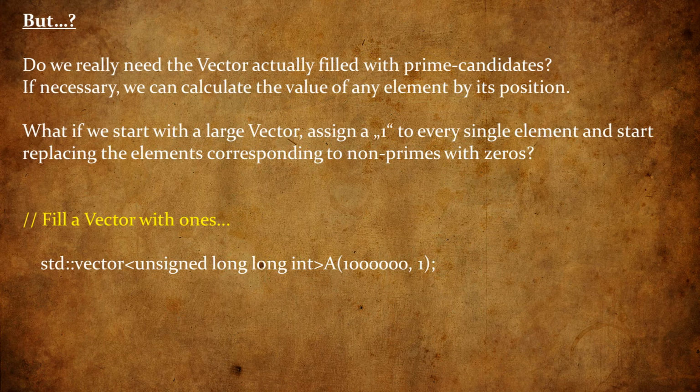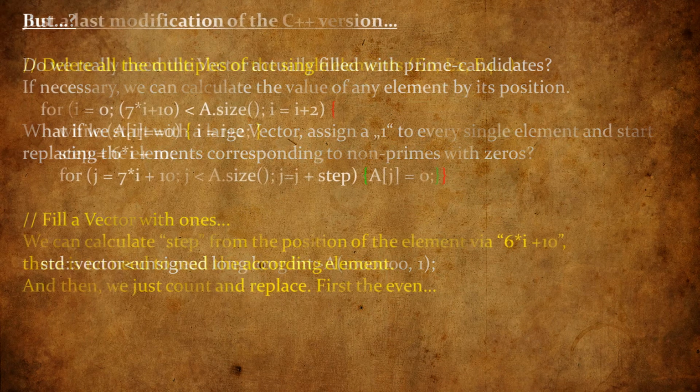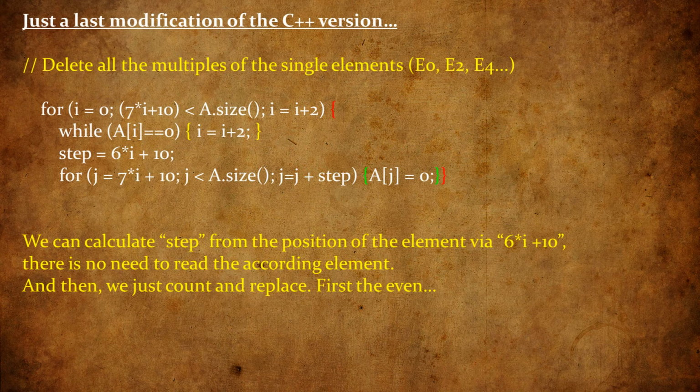First, we fill a vector just with ones. Then we delete all the multiples of the single even elements E0, E2, E4. The step size that is necessary for deletion can be calculated from the position of the according element using the formula 6i plus 10. So there is no need to read out the according element.